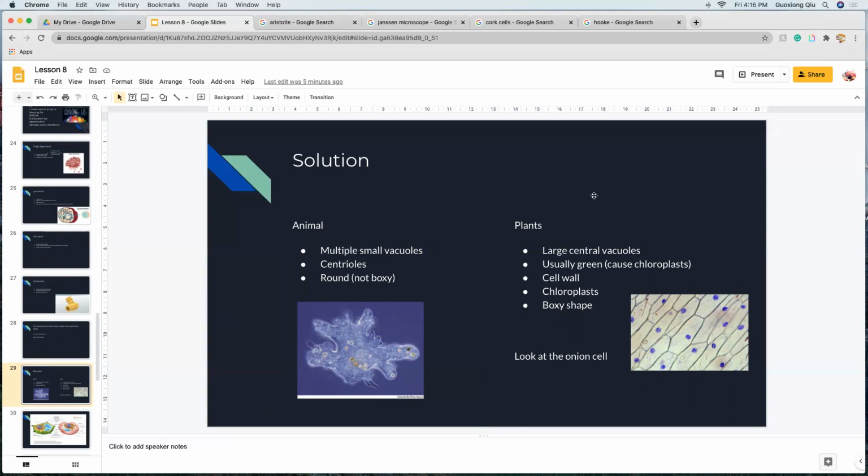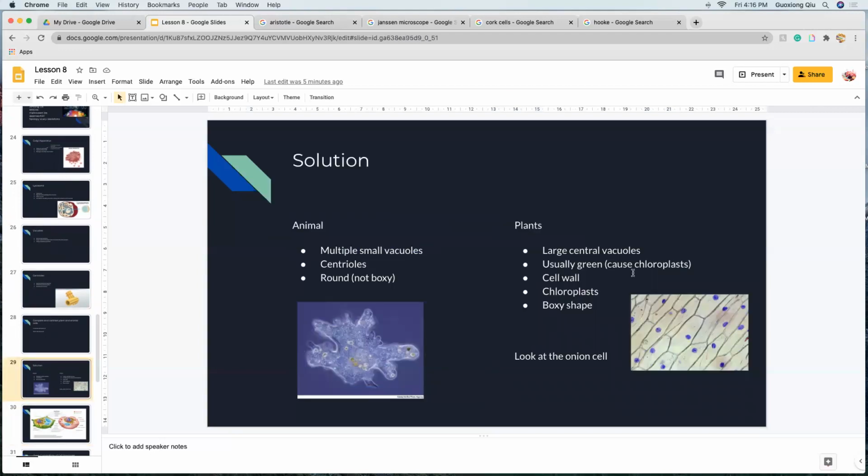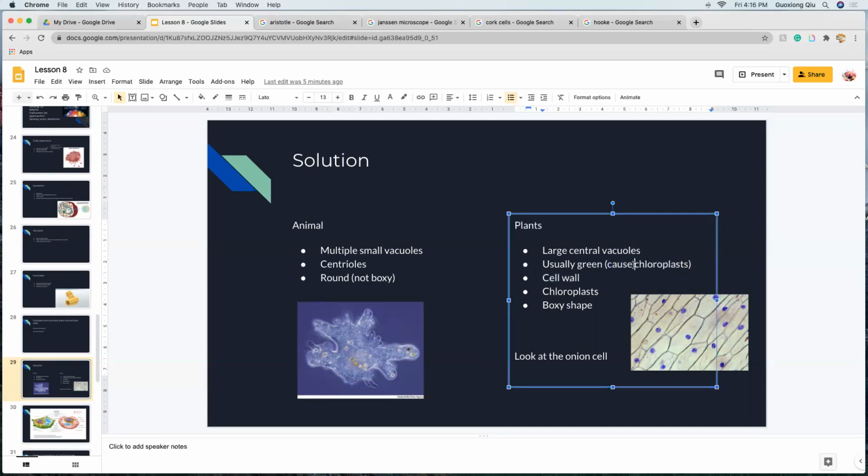But plant cells, they have large central vacuoles. They're usually green. So you guys know that plants are usually green because, again, of the chloroplasts. By the way, chloroplasts have a green pigment in them, and that's why the whole plant's usually green. Plants have a cell wall, which gives it its boxy shape. So if you look here, which is the onion skin cell, some of you might have already looked at this stuff in junior high science. You can see that its shape is rectangular or boxy compared to this amoeba. And again, it contains chloroplasts.